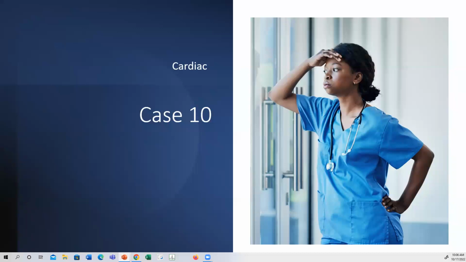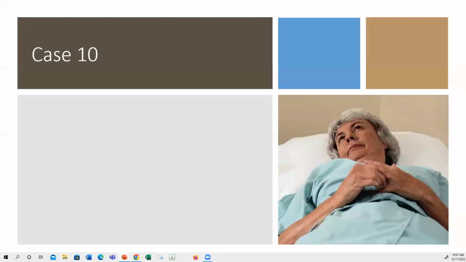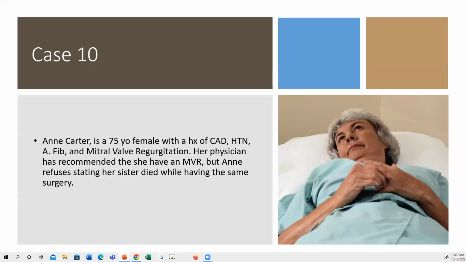Okay, welcome back. And let's go ahead with case number 10. You have a patient, Ann Carter, a 75-year-old female with a history of CAD, hypertension, atrial fib, and mitral valve regurg. Her physician has recommended she has an MVR, or mitral valve replacement, but Ann refuses, stating her sister died while having the same surgery.